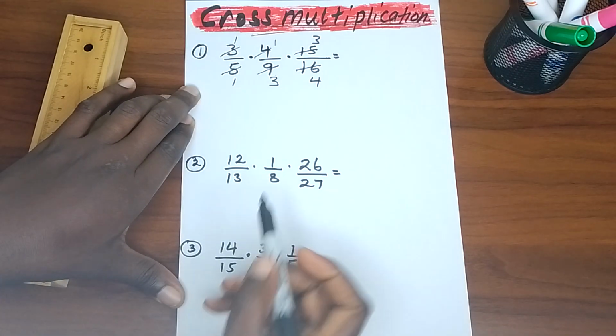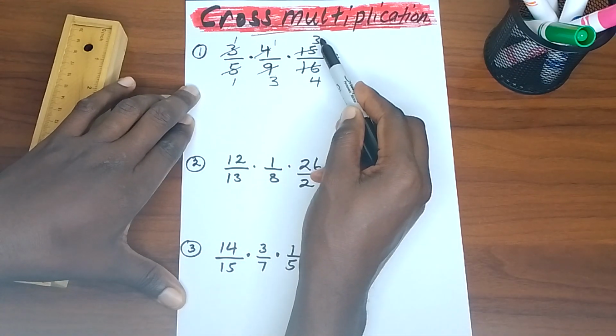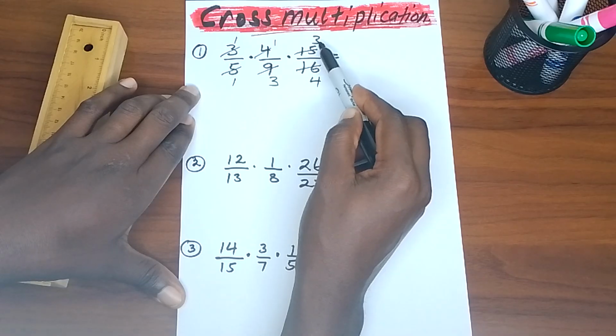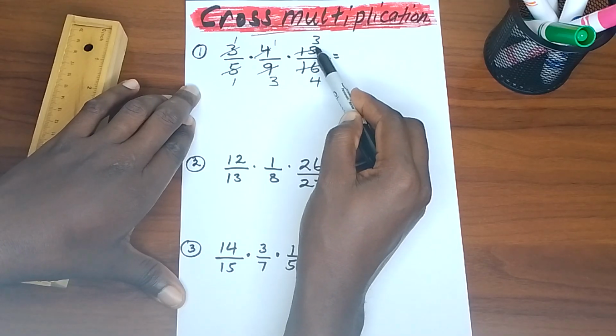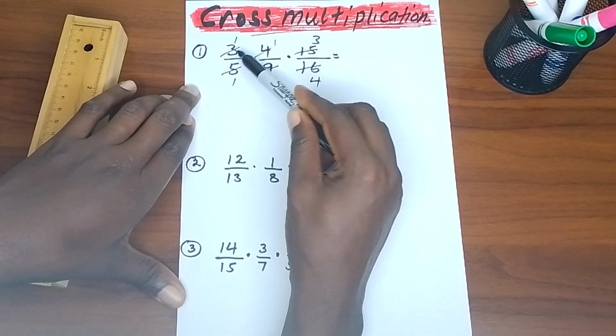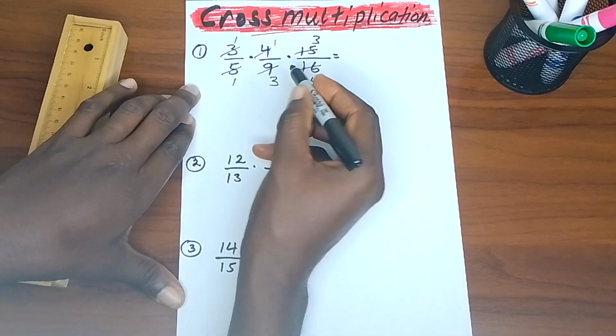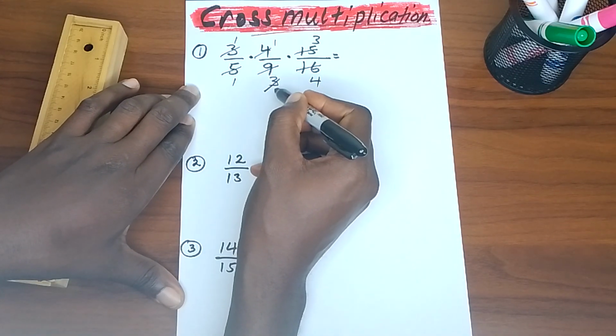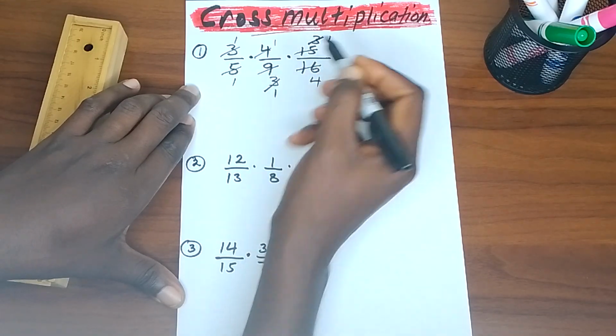We are not yet done. We still have a number that we got after cancelling 15 and 5, which is 3. And then we have a number we got after cancelling 3 and 9, which is 3. So these 3 can still be cancelled. Divide by 3, 1. Divide by 3, 1.